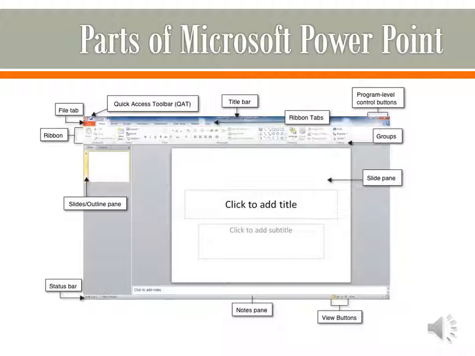So go ahead, since you've got it open right now, since we already identified our icon and we got it open, and just kind of click on some of these features. Go ahead and click on minimize and maximize. Look at your groups. Click on that File tab and take a look at those options for you. Look at your slide pane. Go ahead and add some notes in that field, and just kind of play around with the interface of Microsoft PowerPoint.